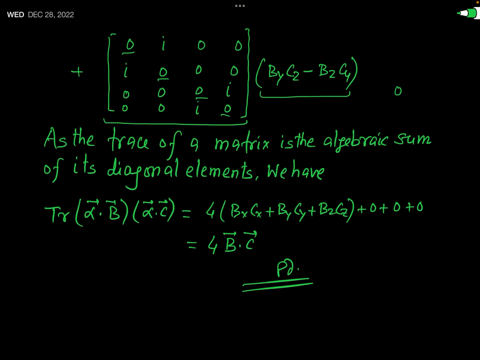So after taking the trace of alpha dot b times alpha dot c, what will be our result? As you have seen, the trace of the first matrix was 4. So 4 times bx cx plus by cy plus bz cz, and the last three terms are 0, so 0 plus 0 plus 0. And bx cx plus by cy plus bz cz is simply equal to b dot c. So this is equal to 4 times b dot c, and this was the result which we had to prove.